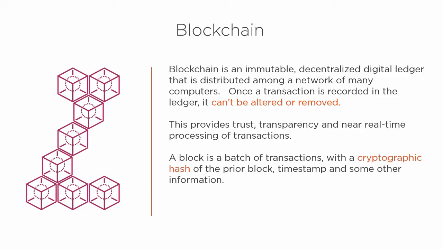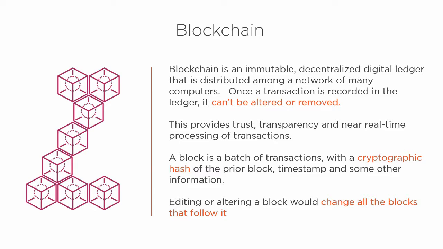So, a block is a batch of transactions with a cryptographic hash of the prior block, a timestamp, and some other information. So, that digital hash, as we'll learn in just a second, links these blocks together or makes a block chain. So, editing or altering a block would change all of the blocks that follow it. All right, and I'll talk about that more in just a moment.